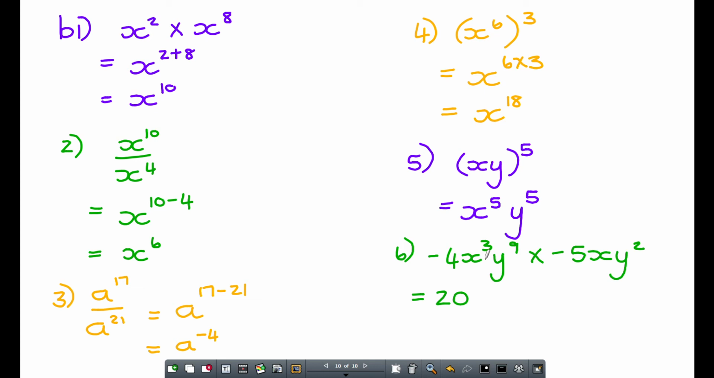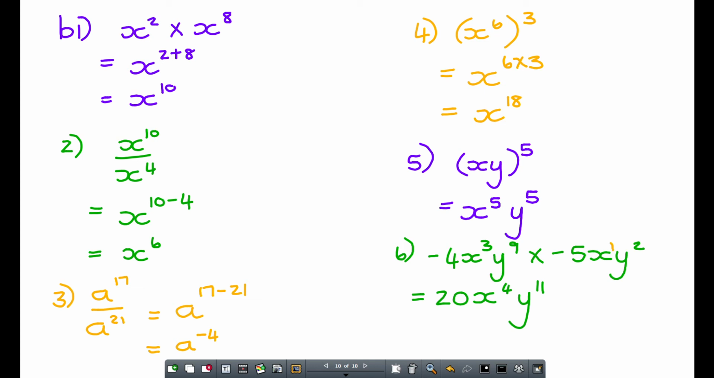Then x to the power 3 times x. There's nothing written there, but it's actually x to the power of 1. So if I were to add them, it's going to be x to the power of 4, and then y to the power of 9 plus the 2, so y to the power of 11. Okay, any questions up until there?